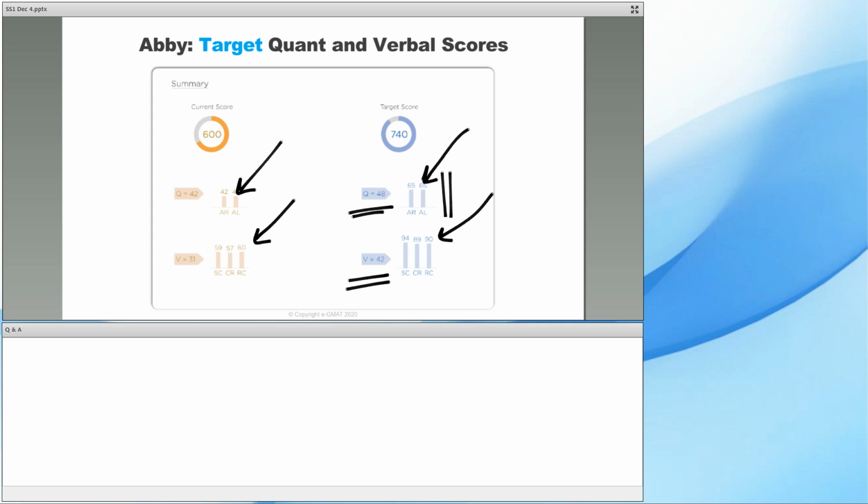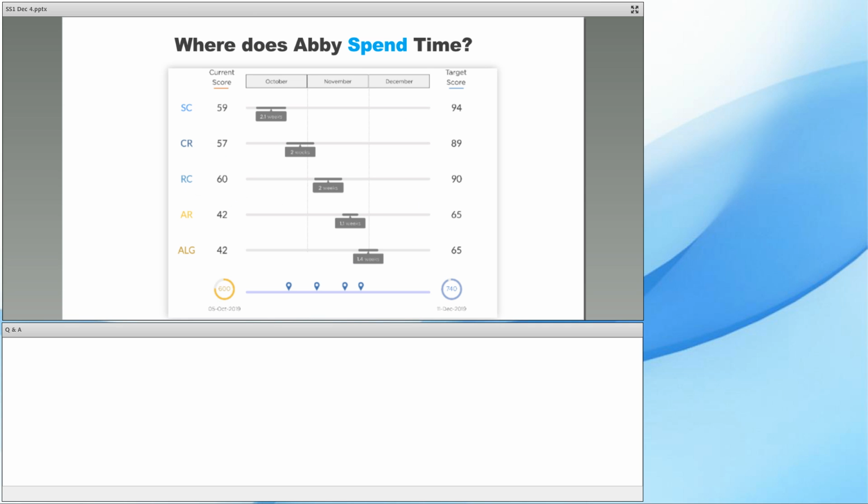It then creates that study plan where it says, hey Abby, you need to put in about 2 weeks of dedicated effort in SC, in CR, and in RC, and about 1.5 weeks of dedicated effort each in arithmetic and algebra geometry.